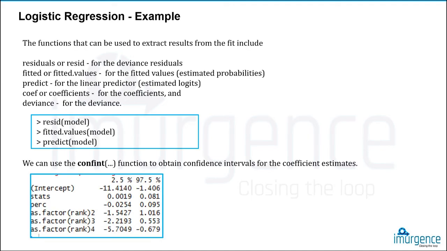The functions that we use to extract results from the fit are the same ones which you use for linear regression: residual, model, fitted dot values for model, predict model. These continue over here also. You can get the confidence interval also for the 97.5 and 2.5. Why? Because the base is 0.05 as the alpha value, right?